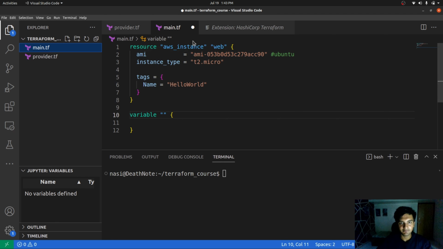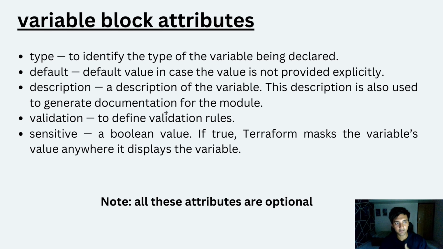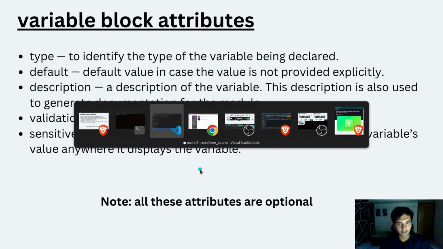To define the value in the variable, I need to define the name first. The name can be anything. It can be AMI, it can be operating system, it can be anything you like. So I would say OS here. Inside this variable, there are different attributes like type, default, description, validation, sensitive, and all these attributes are optional, and this will make sense in a minute. So let's try to add some attributes here.